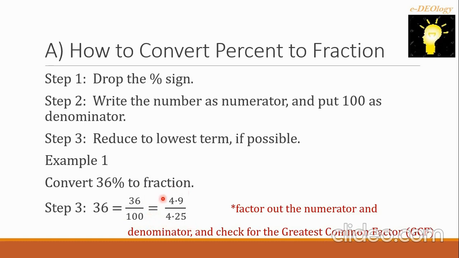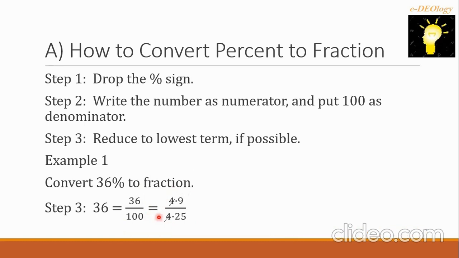As we can see, the number 4 is common to the numerator and denominator, so we can cancel that. And then we will collect the remaining numbers. So in the numerator it is 9, and in the denominator it's 25. So this is 9 over 25. It means our 36% is equal to 9 over 25 in fraction.